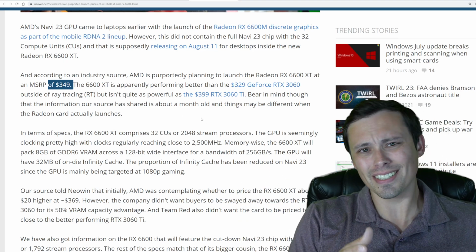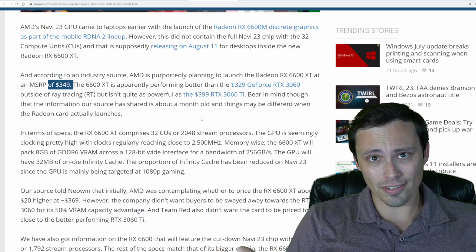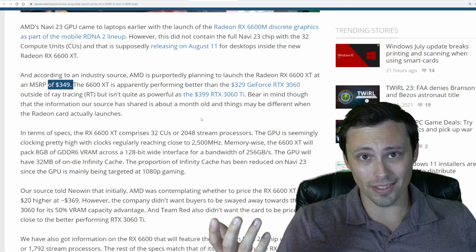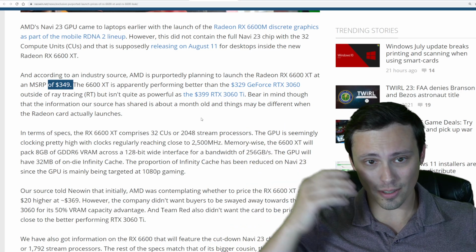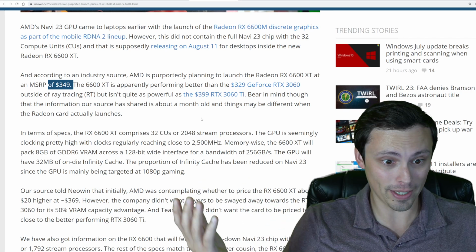Especially if this card isn't actually sold in a reference design from AMD, because if we're depending on board partner cards, they're probably going to price their models much higher than MSRP anyway.